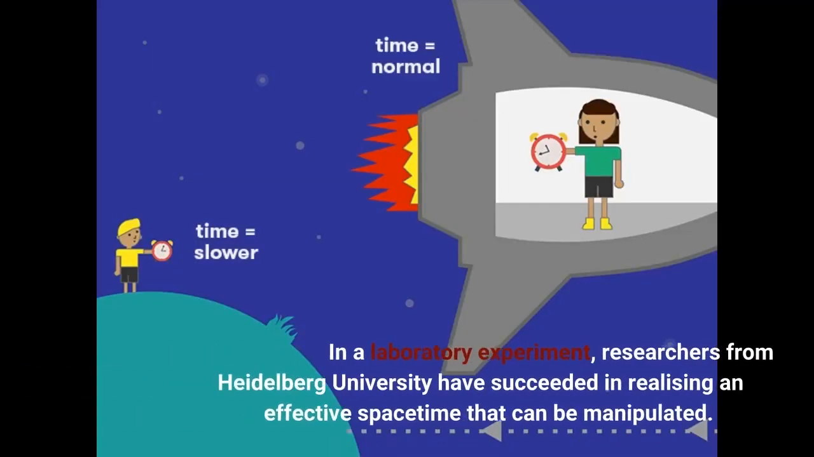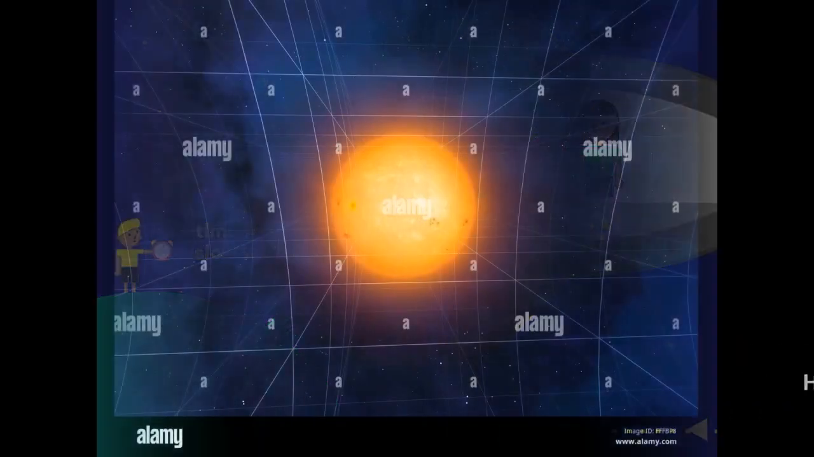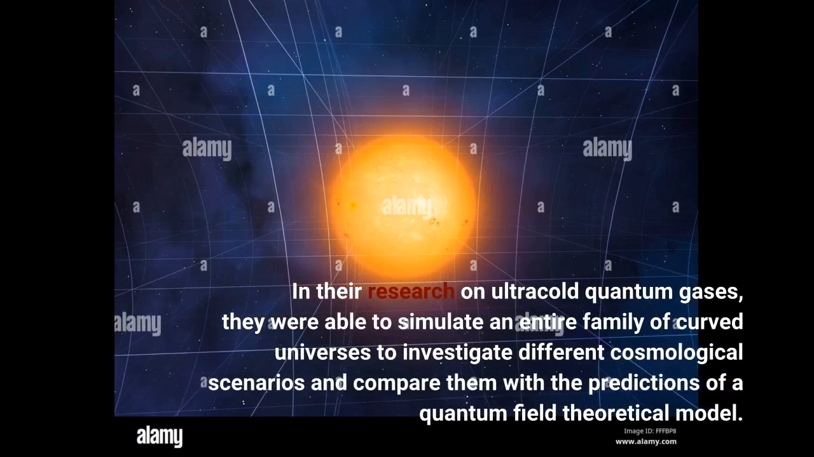In a laboratory experiment, researchers from Heidelberg University have succeeded in realizing an effective spacetime that can be manipulated. In their research on ultracold quantum gases, they were able to simulate an entire family of curved universes to investigate different cosmological scenarios and compare them with the predictions of a quantum field theoretical model.